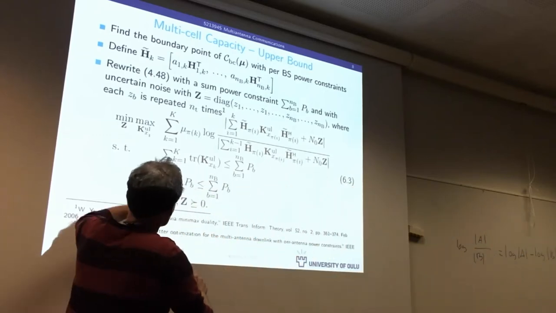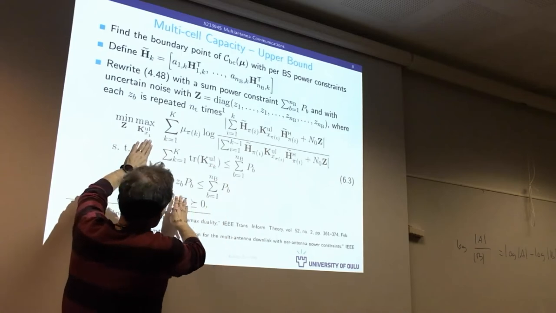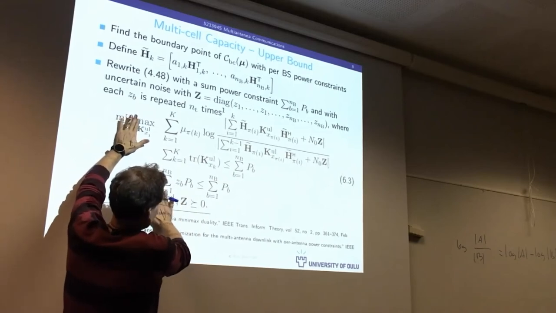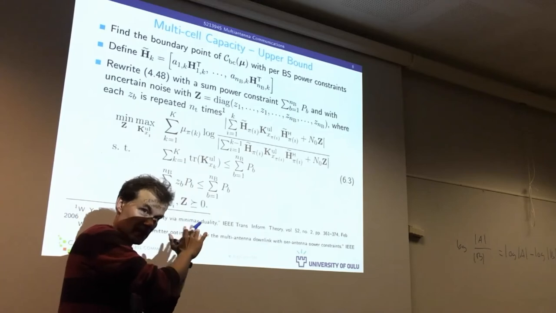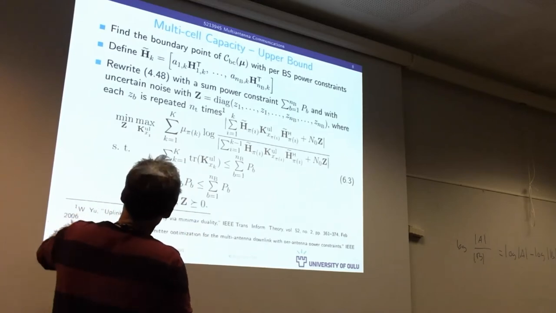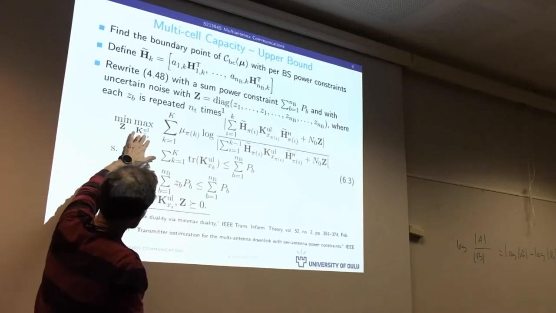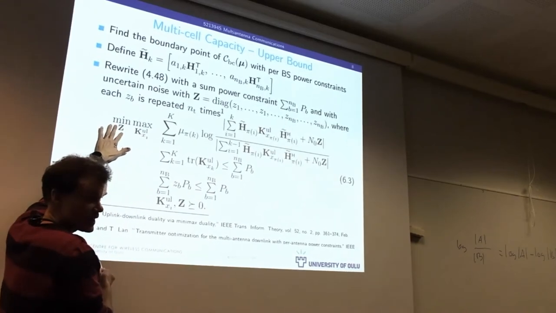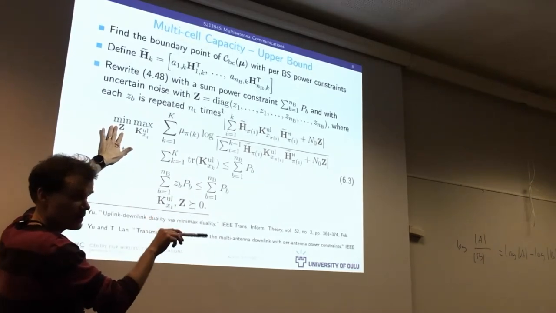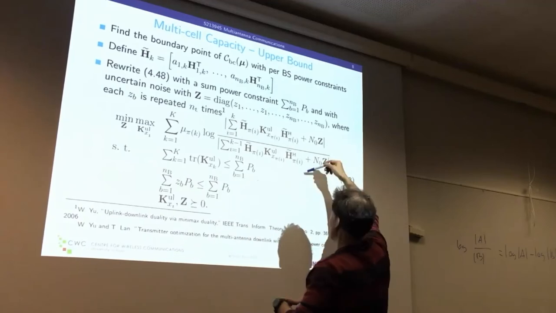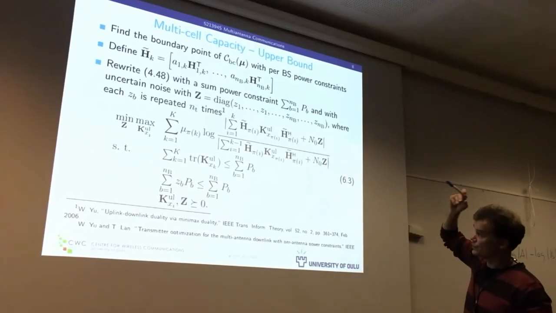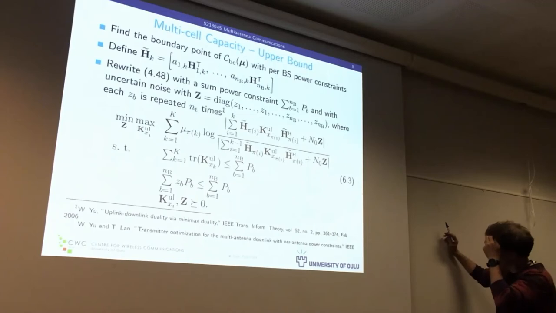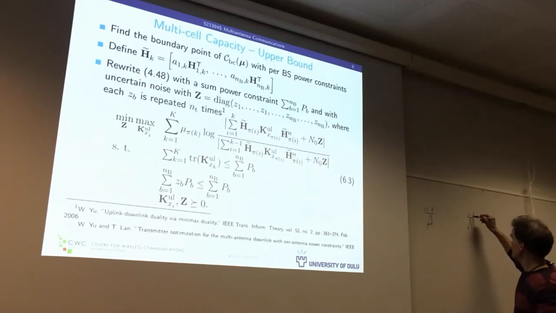Now the problem is that we first assume that Z is diagonal. Then this is equivalent to that one, exactly the same as the single base station case. Now if you have multiple base stations, we have the inner maximization with respect to transmit covariance matrices subject to power constraints, but then we have an outer minimization. We have to find the worst possible realization of this Z matrix that would minimize this objective. A bit complicated to understand, but for the two base station case, it's easy to understand.